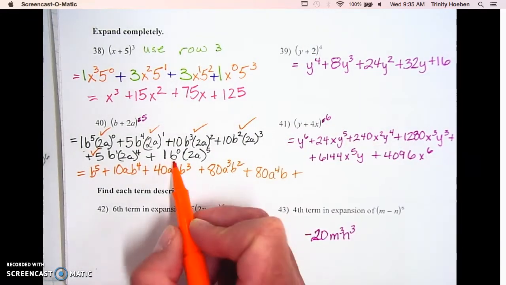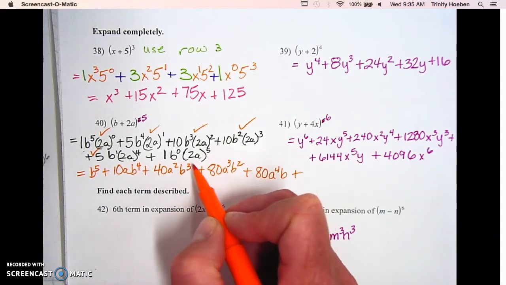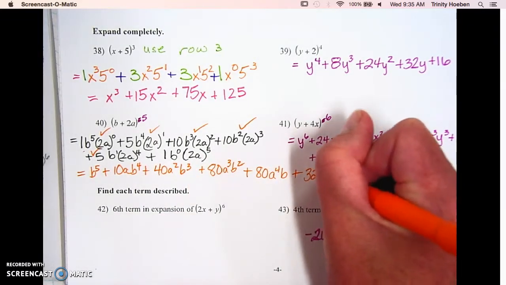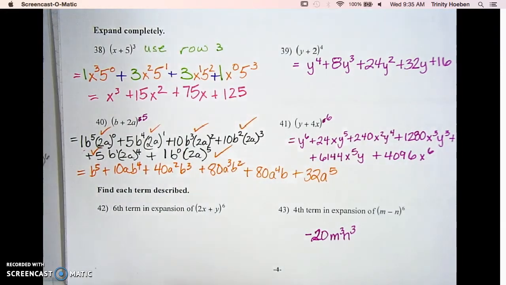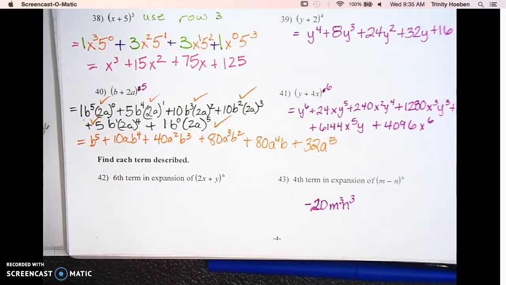And the last term, b to the 0 is 1. 1 times 1 is 1. 2a to the fifth is what, 32? a to the fifth. Got them all. All right. Check your answer to 41. Let me know if you have a question on it.